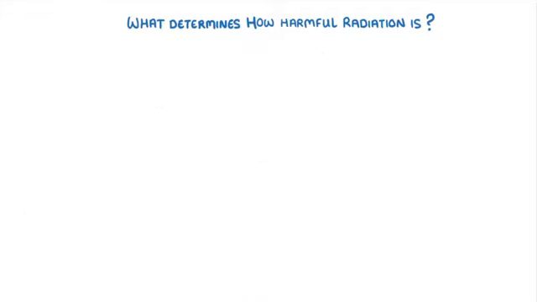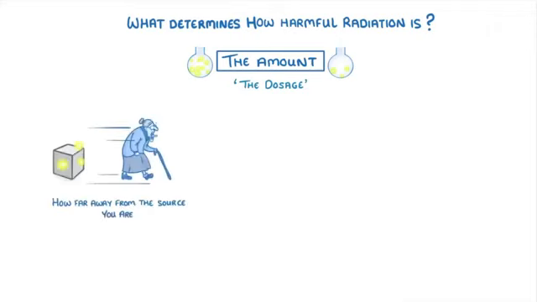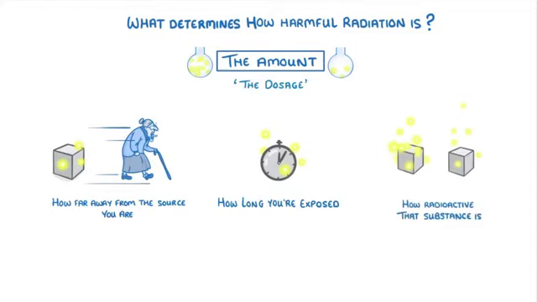The last factor we mentioned was the amount of radiation that you're exposed to, which we can call the dosage. This will depend on three things: how far away from the source you are, how long you're exposed to it for, and most importantly, how radioactive that substance is.